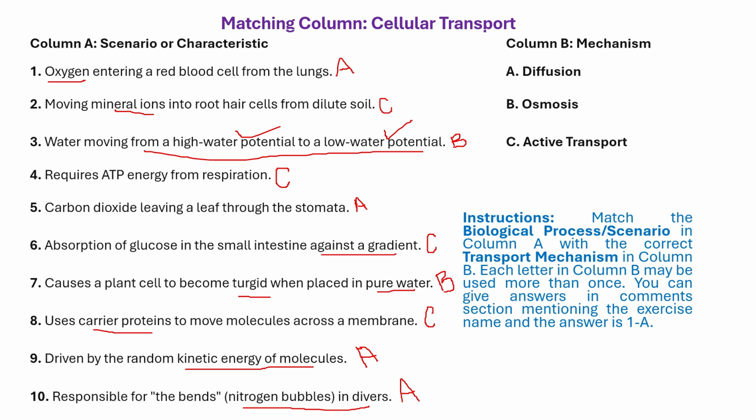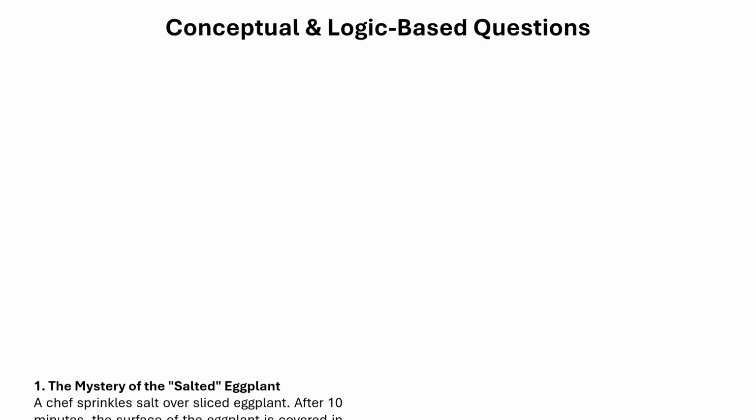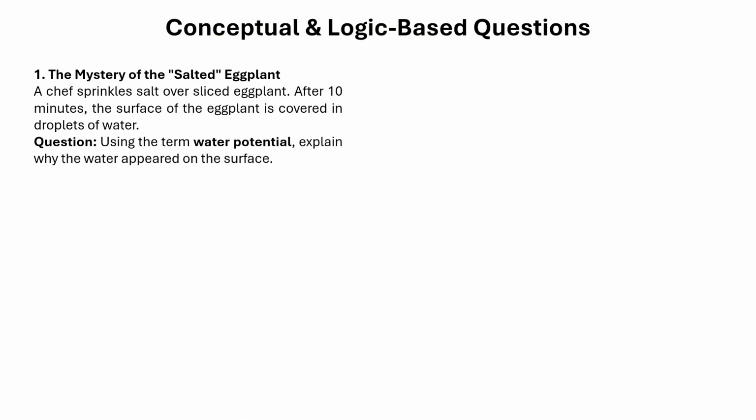Next we will discuss a few conceptual questions. Question number 1 is about the concept of the mystery of the salted eggplant. The case is a chef sprinkles salt over sliced eggplant, but after 10 minutes, the surface of the eggplant is covered with droplets of water. The question is, using the term water potential, explain why the water appeared on the surface.